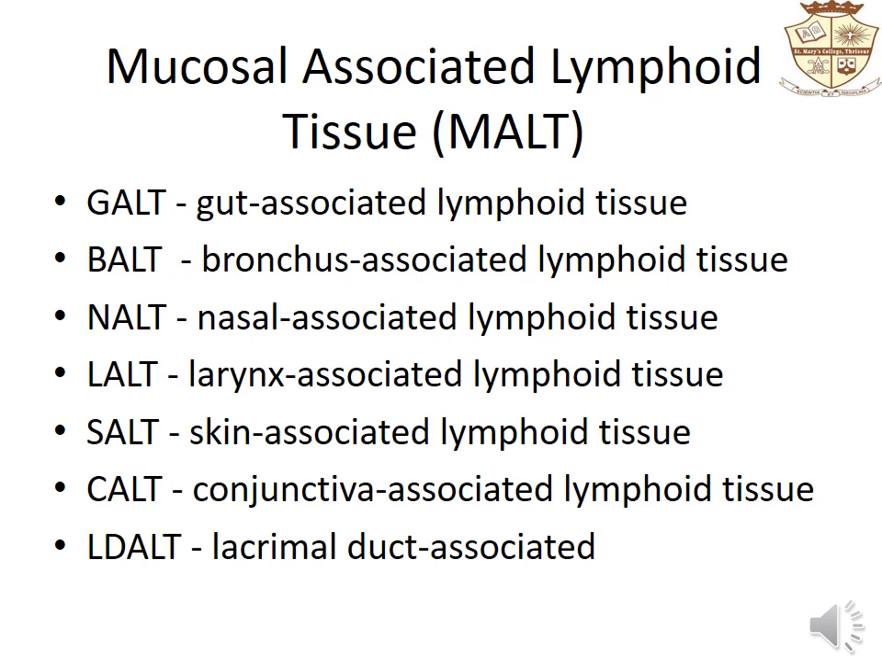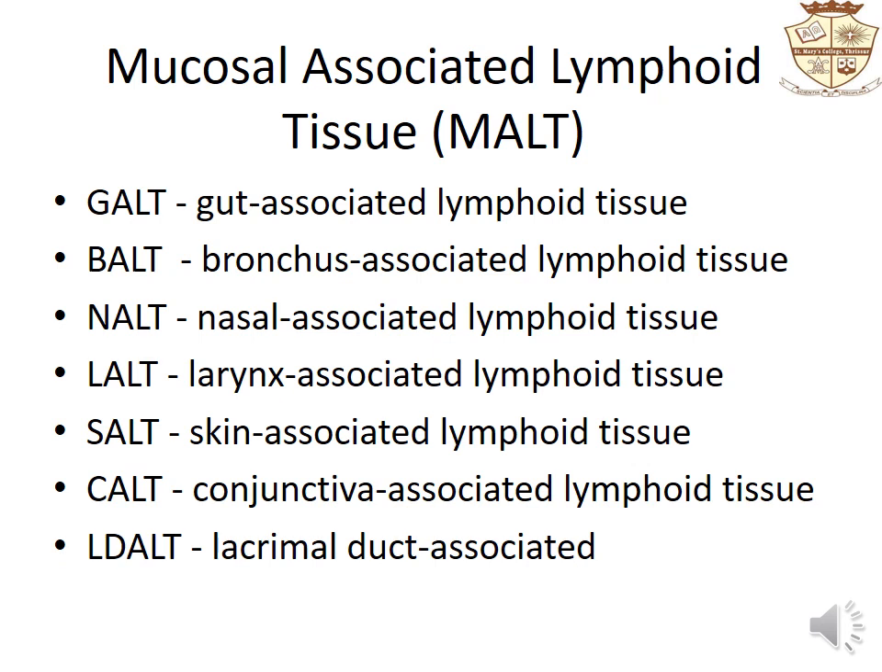These mucosal associated lymphoid tissues or MALT are subcategorized into several different types based on their location. They are GALT or gut associated lymphoid tissue, BALT or bronchus associated, NALT or nasal associated, LALT or larynx associated, SALT or skin associated, CALT or conjunctiva associated, and LDALT, which is lacrimal duct associated lymphoid tissue.